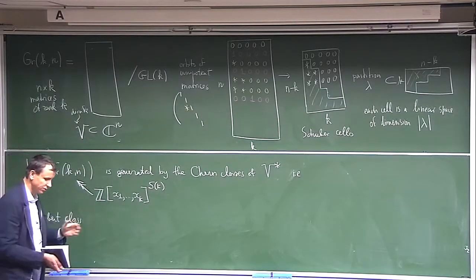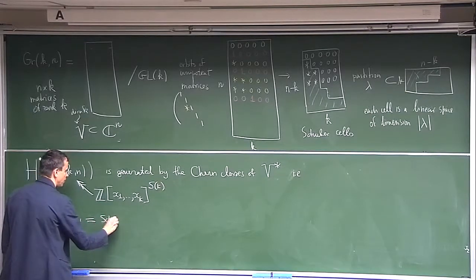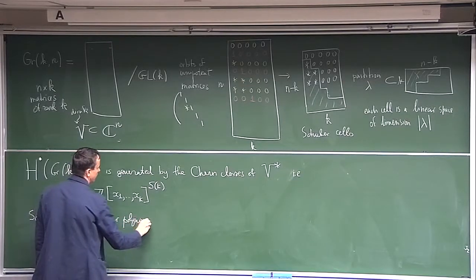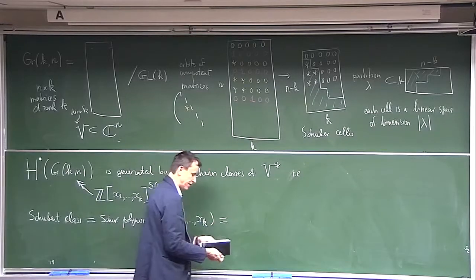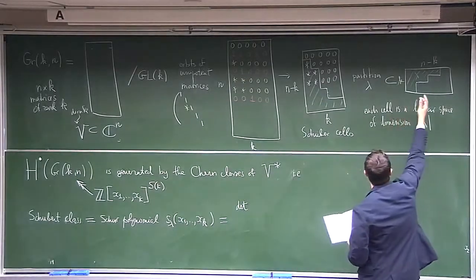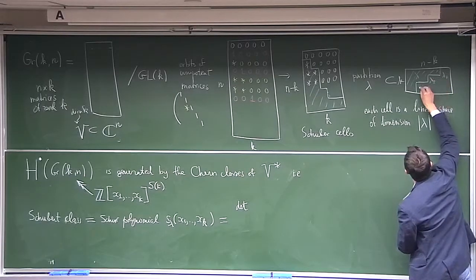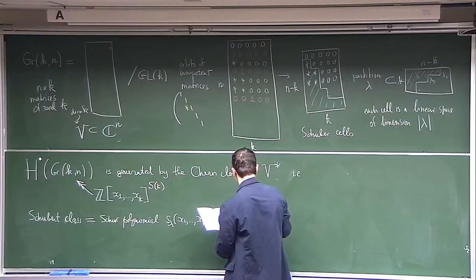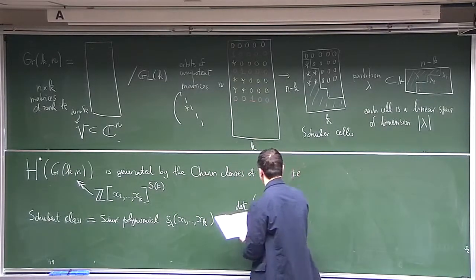The closure of the Schubert cell, the same way as we did closures for projective space, corresponds to a Schur function of lambda in these variables x1 through xk. And this thing is the ratio of two determinants. When you write the partition, lambda 1, lambda 2, and so forth are the row lengths as usual. You take the determinant of x_i to the power lambda_j plus k minus j, divided by the product of the differences.